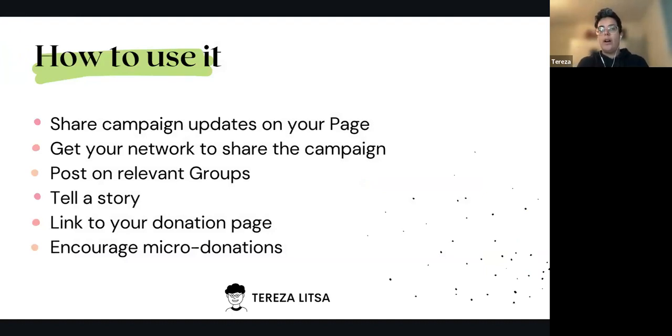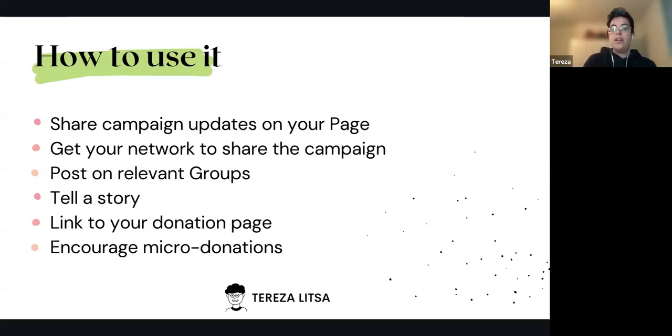Some examples: you can share campaign updates on your page, and that's really important. You want to make sure that you explain when the campaign is launching, what it is about, what the theme is, and being able to tell a story. You want to make sure that you get your network to share the campaign, and that's what we said, the importance of the network. Facebook is a personal channel. How can you make sure that the content you create is something that your network feels they can spread the word, they can share with their network, and obviously that creates more opportunities.